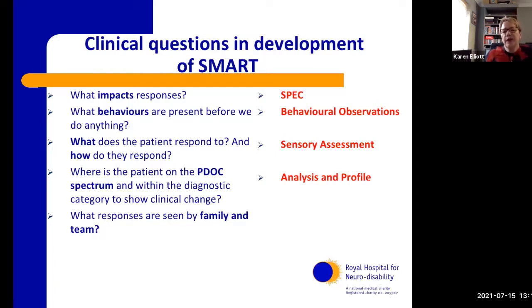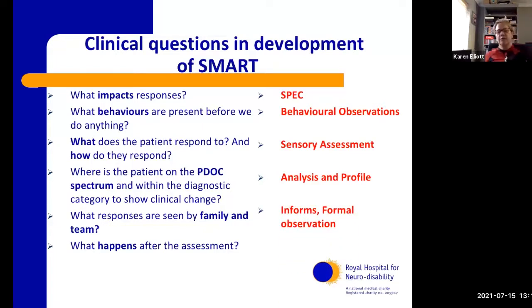And then the other area, which was really important when we were starting SMART in the new brain injury unit, we had families that were very involved in the development of the unit, the processes, the day-to-day life. So when I started developing SMART, I was really adamant that we had the family and team aspects in there. And I think they're a really important part of what we do. And I'm going to talk a little bit about that later.